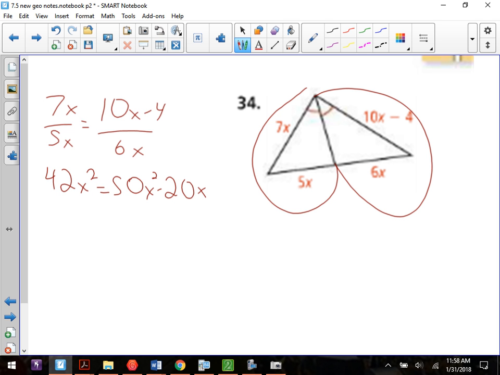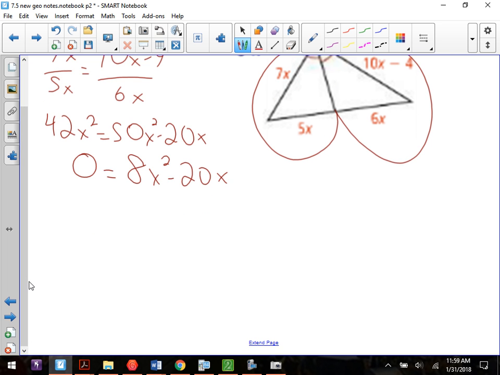If you wrote it as 5x over 7x, 6x over 10x minus 4, you'll still get the same exact thing if you cross multiply. But you have to remember, when you multiply x times x, you get x squared. Now, set one side equal to 0. I'm just going to move everything to the side of 50x squared, and I get 8x squared minus 20x.